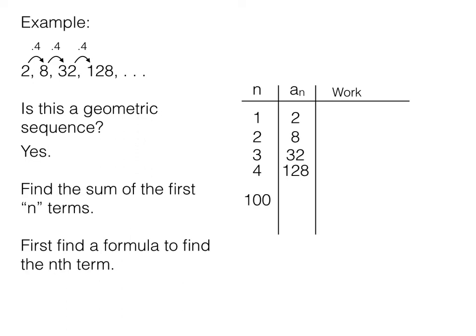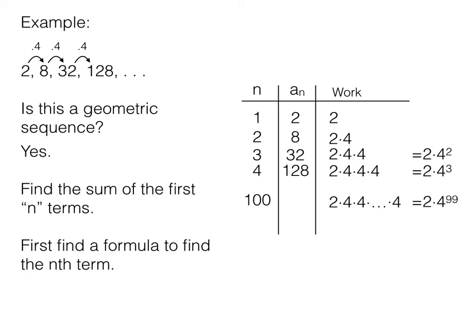But what if we wanted to find the 100th term? We've done this before, but we do 2, and then to get to 8, we do 2 times 4, 2 times 4 times 4, 2 times 4 times 4 times 4. And so we know the 100th term is going to be 2 times 4 over and over again. A bunch of 4s, but how many 4s? Well, we can look at the pattern and see that there are going to be 99 4s there.